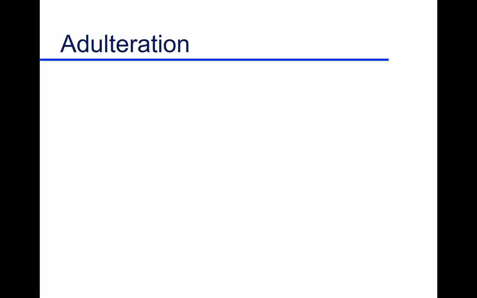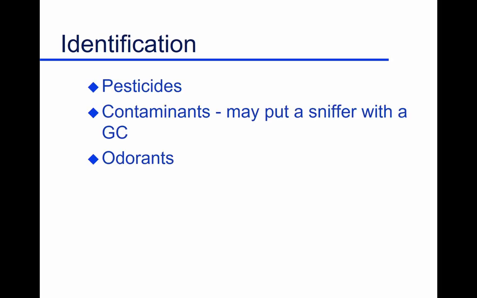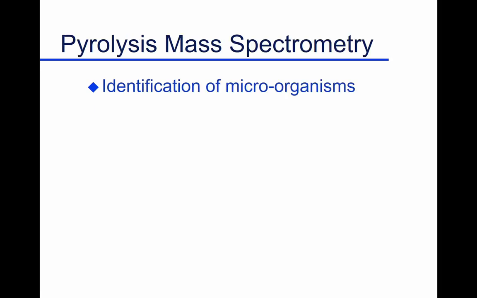So the whole idea of adulterants coming in, they're exceedingly useful to monitor. Look for things that shouldn't be there. Look for things that are modified in terms of their chemistry. We're certainly interested in measuring pesticides. We're interested in contaminants that may be in foods, in odorants that may be in food. So we really have a lot of application for this.